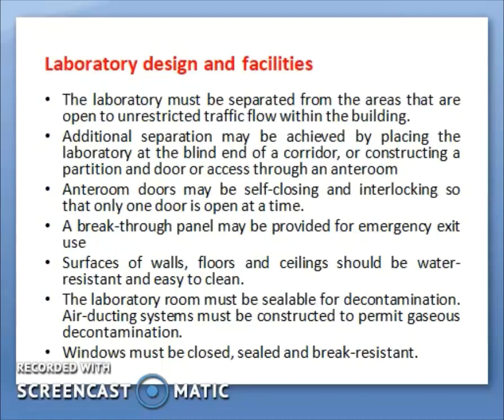Surfaces of walls, floors, and ceilings should be water resistant and easy to clean. The lab room must be sealable for decontamination. The air conducting system must be constructed to permit gaseous decontamination. Windows must be closed, sealed, and break resistant.